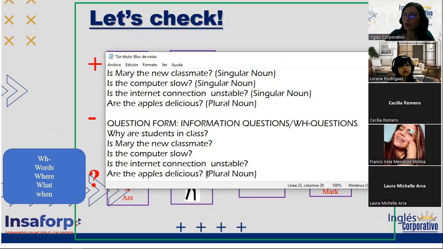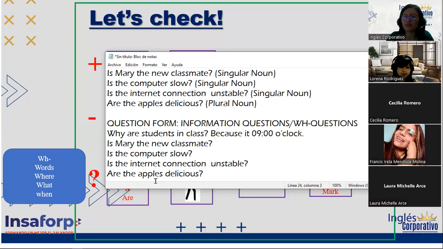Entonces tenemos acá, why are students in class? Vamos a ver, ¿cómo contesto yo una pregunta con why? ¿Con qué contesto una pregunta con why? Teacher. Muy bien, because. Exactly. Thank you so much. Con un because, right? So because it's 9 o'clock. Because it's 9 o'clock and that means that we have to, you know, be in class at this time.